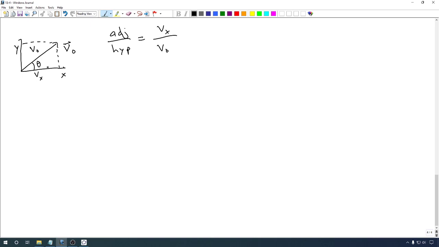But that's a trig function. That adjacent over hypotenuse is specifically the cosine of theta. So that means our x component is v naught times cosine of theta.